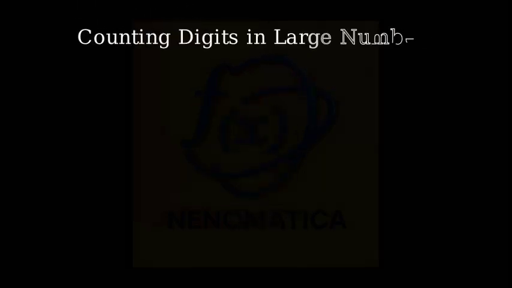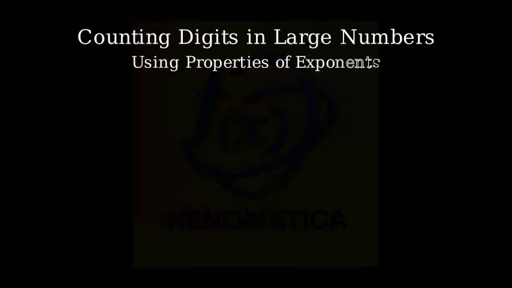Welcome to this math tutorial, where we'll solve a problem about counting digits. Let's see how many digits are in the number a, where a is defined as 5 to the power of 104 multiplied by 4 to the power of 52.